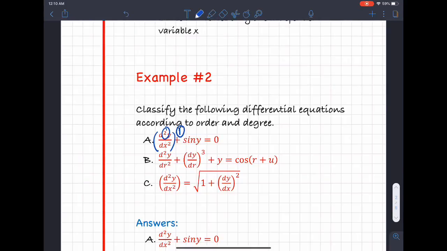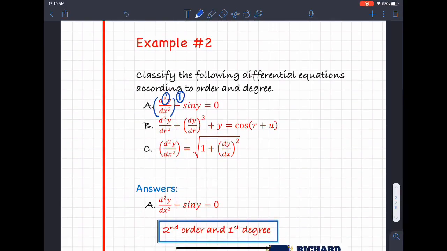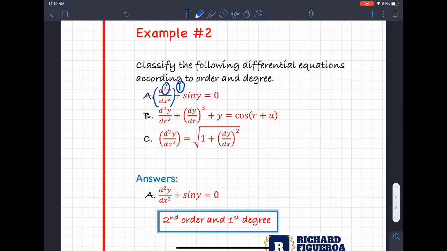So therefore, its degree is equal to 1. So the second derivative of y with respect to x plus sine y is a second order differential equation, and it is a first degree differential equation.